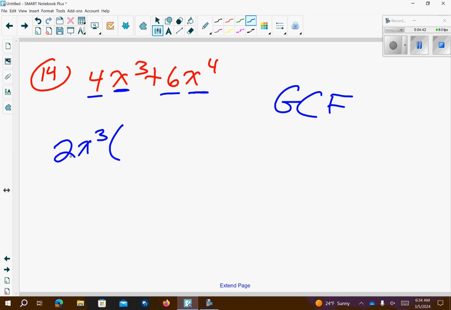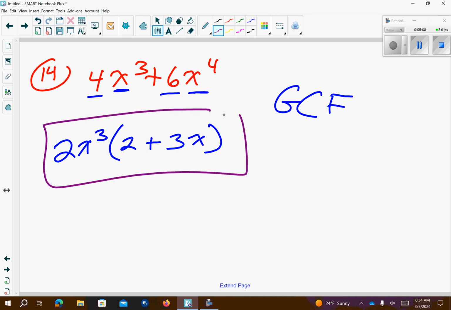If I factor a 2 out of 4, I'm left with 2. If I factor an x to the third out of x to the third, there's nothing left there. Then I have plus. If I factor 2 out of 6, I have 3, and then I have x to the first. That's your answer. You can double check it. 2x to the third times 2 is 4x to the third. Perfect. And 2x to the third times 3x is going to give me 6x to the fourth. So here's my answer.